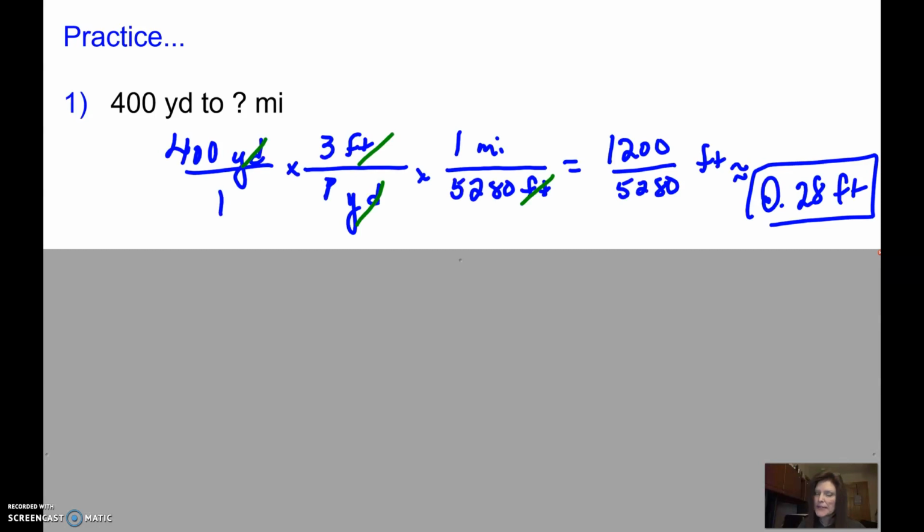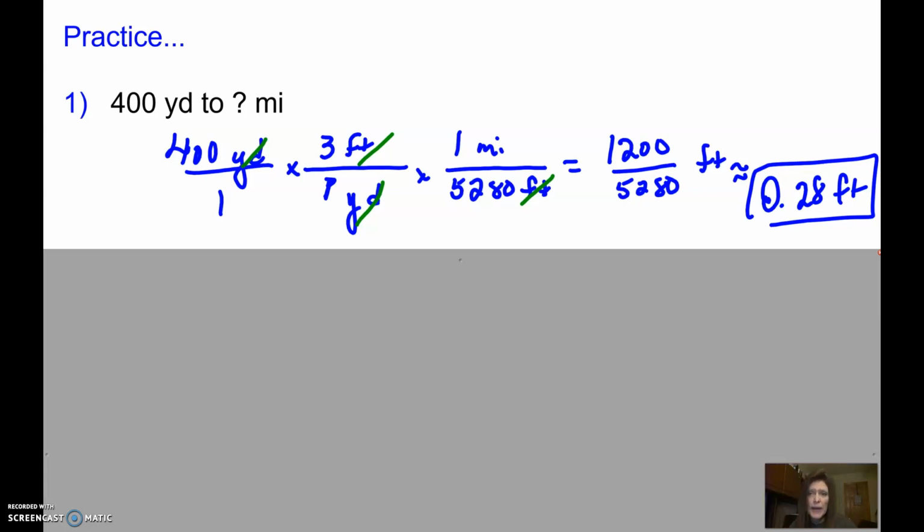Okay, let's see how we did. So the first one, I've got my work here. I took my 400 yards, and I just put it over 1 so that way everything looks like a fraction. Now I want to get rid of yards, and the one conversion factor that I had was that 3 feet is equivalent to 1 yard. So I put the yards on the bottom so that my labels cancel. That leaves me with feet.